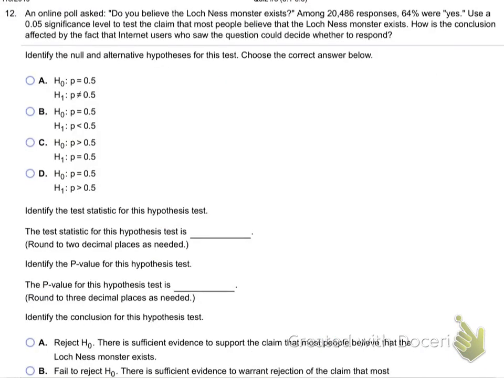Okay, number 12. An online poll asked, do you believe in the Loch Ness Monster? 20,486 respondents. 64% said yes. All right, use a 0.05 significance level to test the claim. Here comes the claim, most important part for us. Claim that most people believe that the Loch Ness Monster exists. Most. What does most mean? It's a p. It's a proportion, isn't it? These are all p's over here.